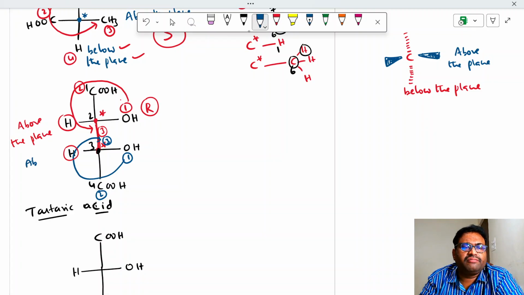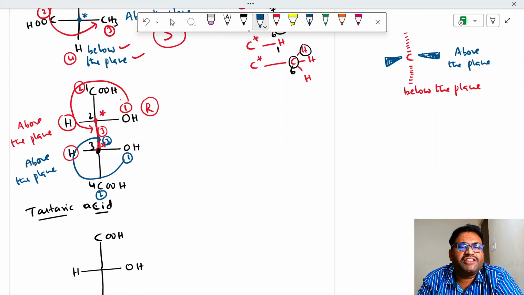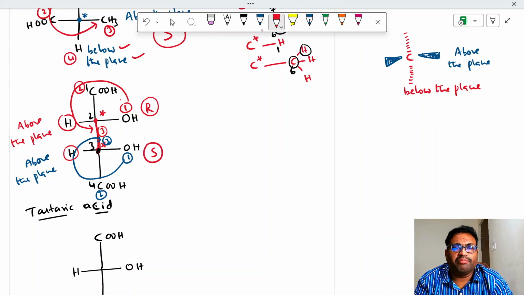above the plane. It should be below the plane. When it is below the plane, whatever you observe, you write. But when it is above the plane, whatever you observe, to that opposite you write. So what is here? Third chiral carbon. At the third carbon, you have S configuration. Okay. Let us move to the next one.